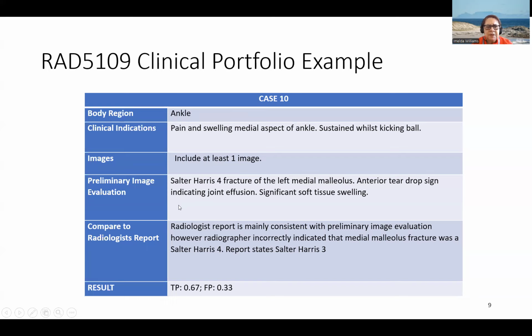And then with this PIE, it was written that there's a Salter-Harris 4 fracture of the left medial malleolus, and there's an anterior teardrop sign indicating joint effusion with significant soft tissue swelling. So the radiologist's report was mainly consistent with the PIE. However, the radiographer incorrectly indicated that the medial malleolus fracture was a Salter-Harris type 4, whereas the radiologist's report stated it as a Salter-Harris type 3. So there's a false positive there. So overall, for true positive, 0.67, so about 3/4 of the report is correct, and then the false positive of 0.33.